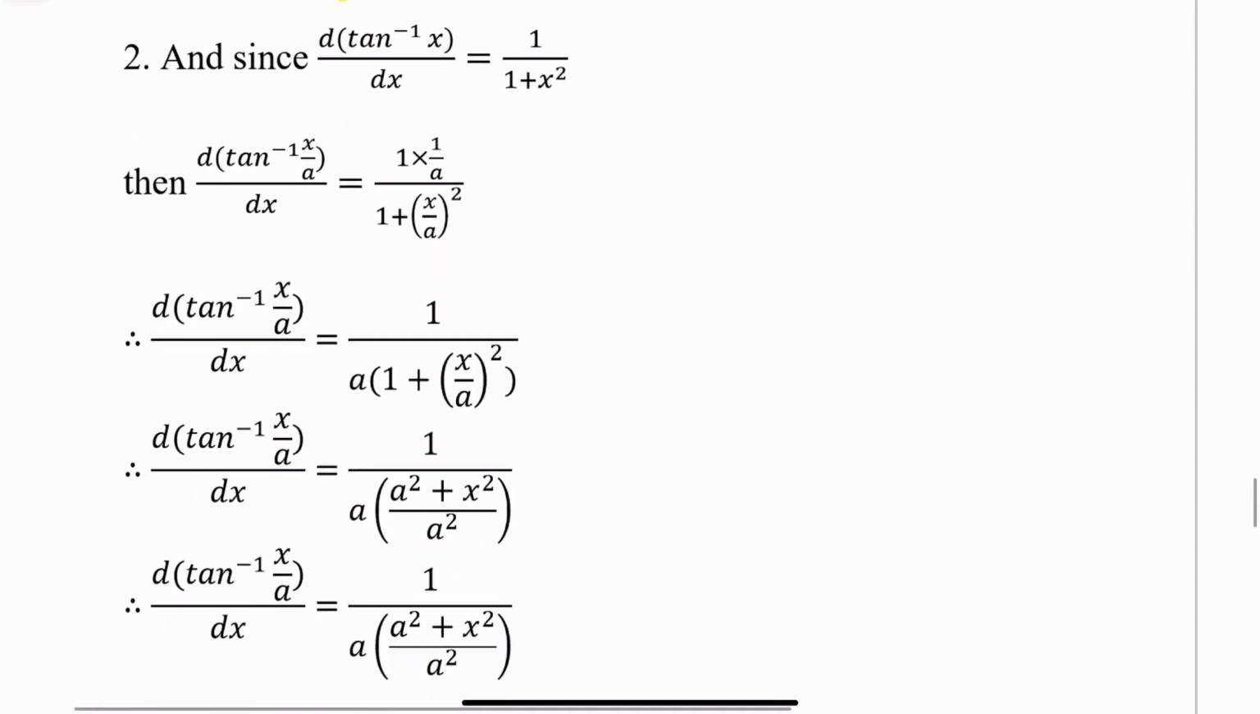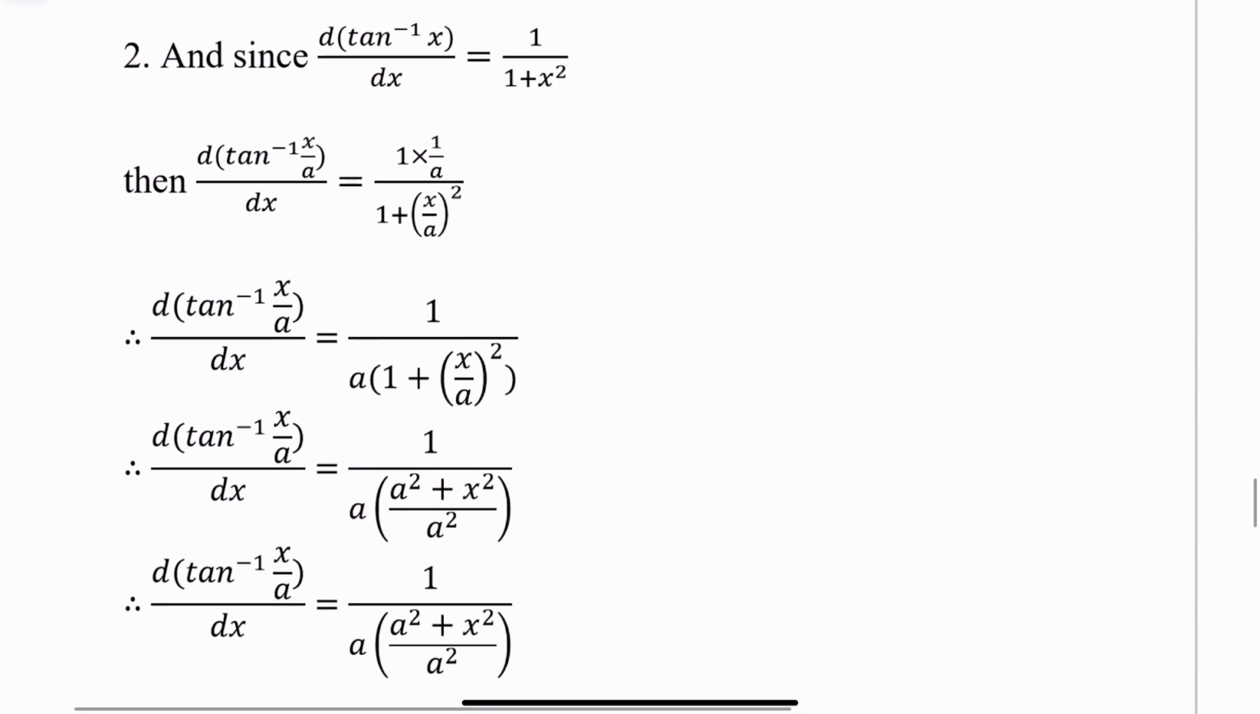Okay, next one, and we'll look then at integrating tan to the minus 1. First of all, differentiating tan to the minus 1, remember what you get is this. That means if you differentiate tan to the minus 1 of x over a, you'll get a similar thing, but it's going to have 1 over a on the top line, and on the bottom line it becomes 1 plus x over a, all squared. Now we could bring the a that's on the top line onto the bottom line, and that's what you're going to have then.